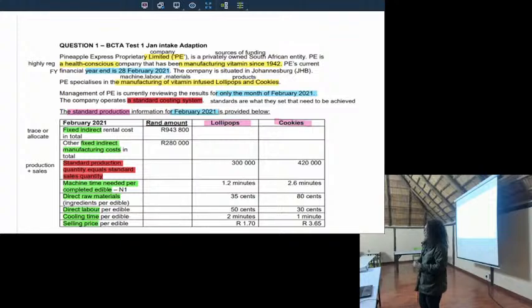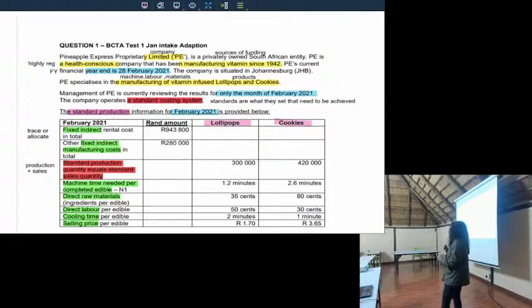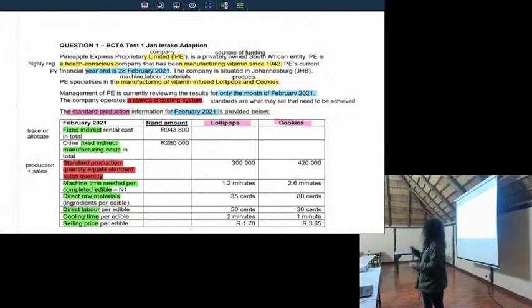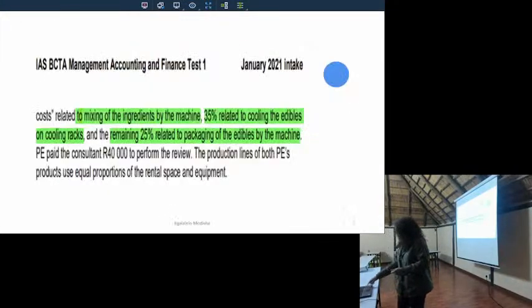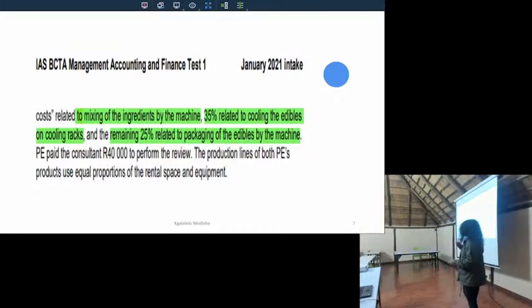Whether this activity is there or not there, the cost is there. I agree, but it's an indirect cost. It's not a direct cost. And remember, I told you that it's an indirect cost. And what do we do with indirect costs? I gave you that the production lines of both use equal proportions of the rental space. That is your driver, the rental space.